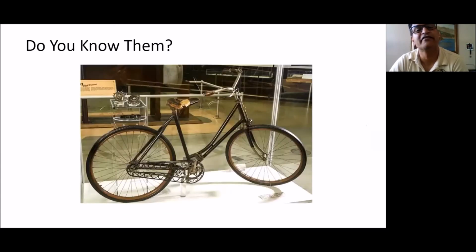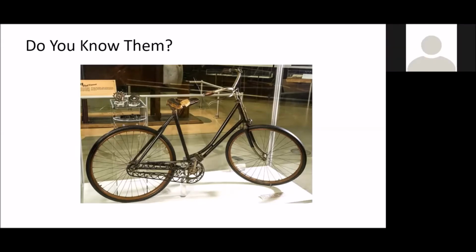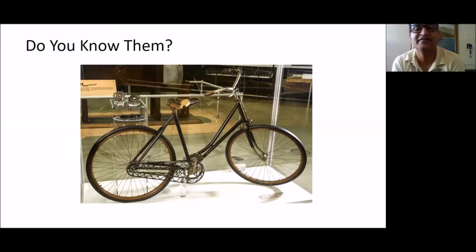Next. Do you know what these guys were doing before they invented the plane? Cycle mechanics. Yeah, they were bicycle mechanics. And the bicycle you see is the actual bicycle they built. I think I took this picture at the Wright Brothers Museum.